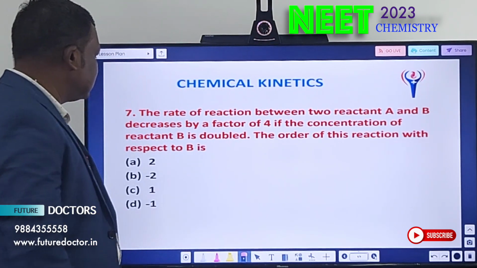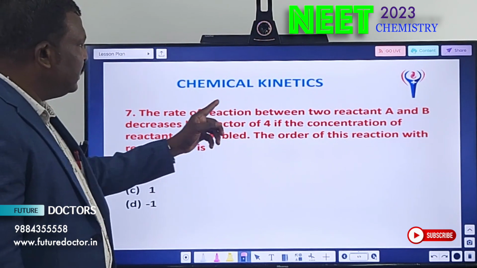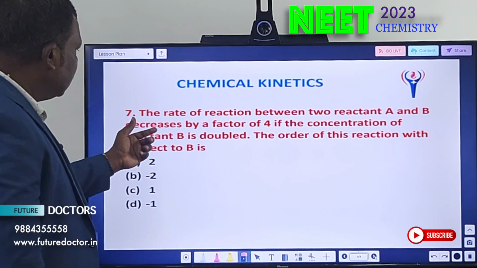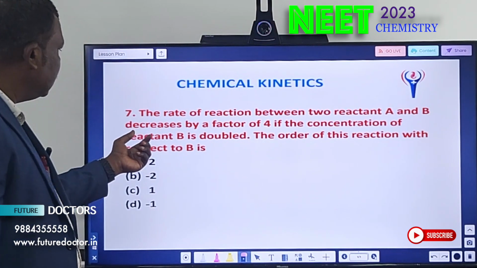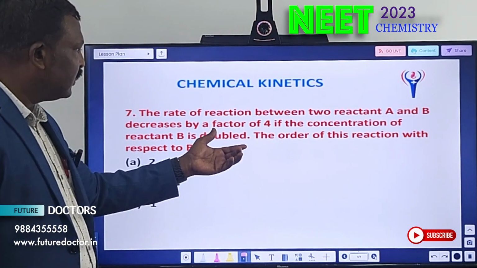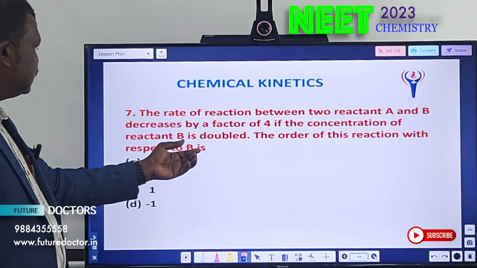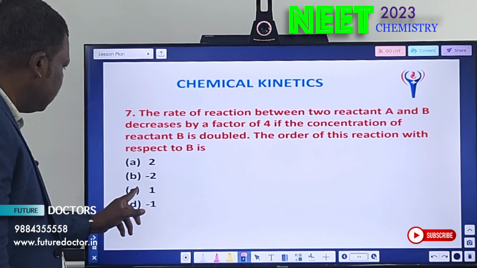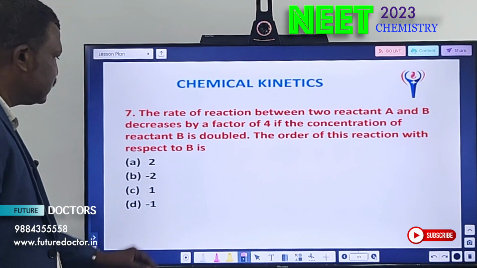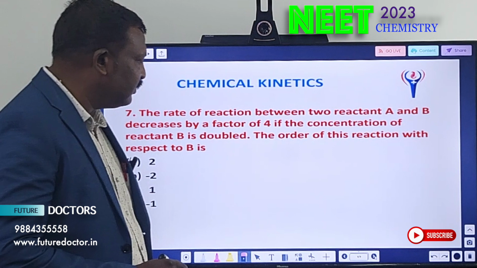Next one, seventh question. The rate of a reaction between two reactants A and B decreases by a factor of 4 if the concentration of reactant B is doubled. The order of the reaction with respect to B is dash. That's the question. Option A, 2. Option B, minus 2. Option C, 1. Option D, minus 1. So these are the 7 questions I have given.